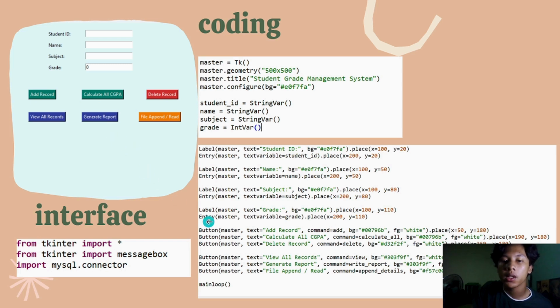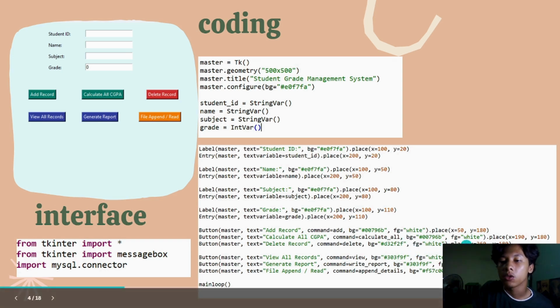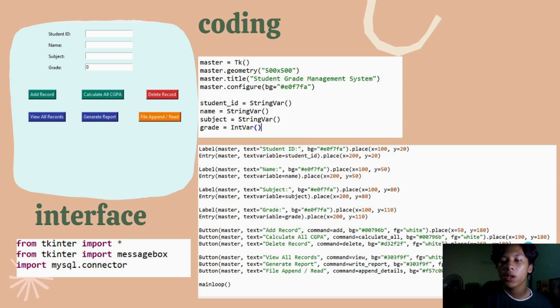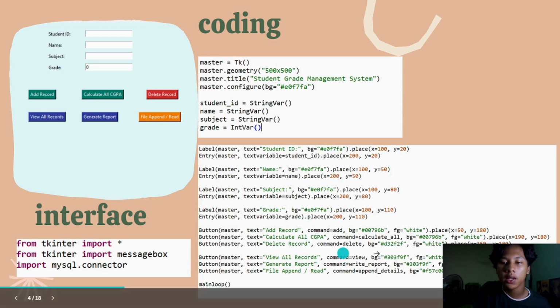The next button is Calculate All CGPA. The command for this is calculate all. Background is green and the text inside is white. Place it at x equals 190 and y equals 180. The next button is Delete Record. The command for this is delete, and the background is red, text inside is white. Place it at x equals 360, y equals 180.